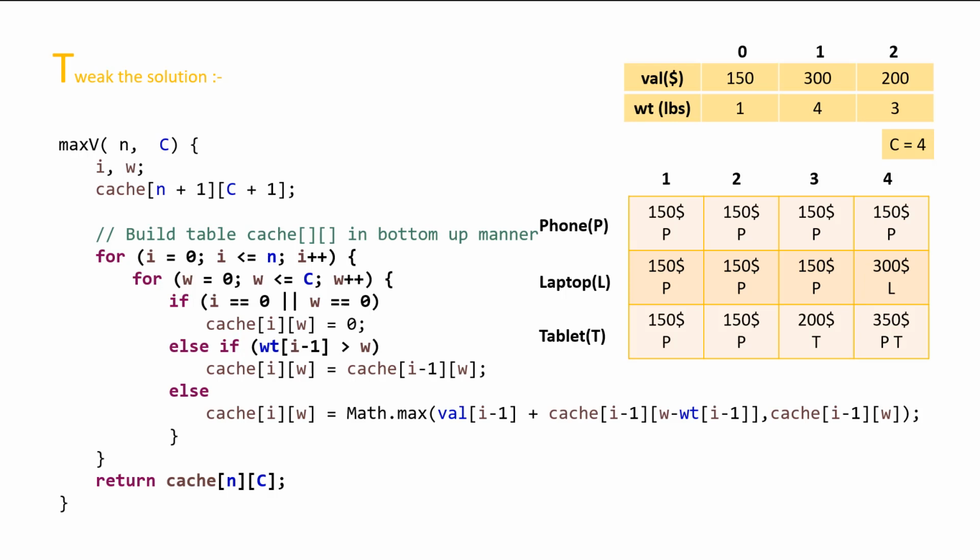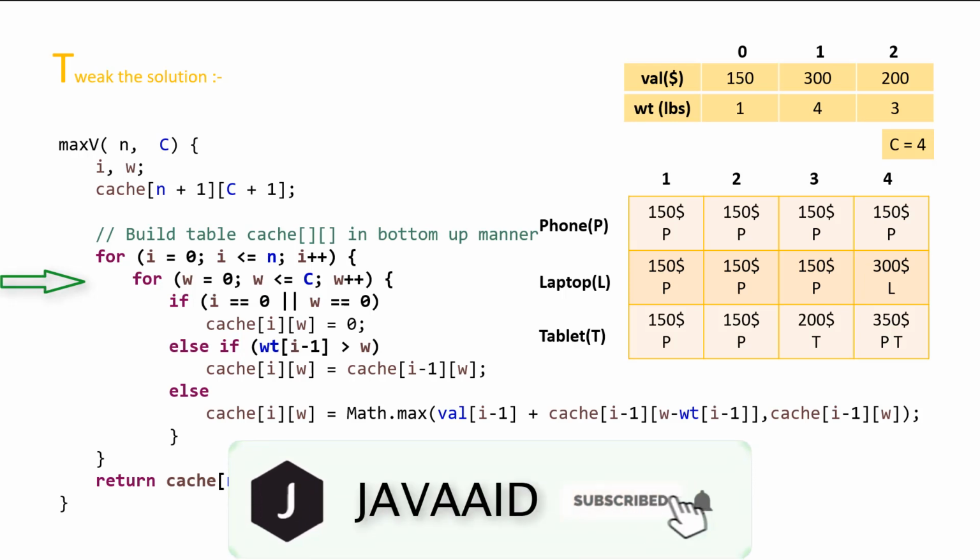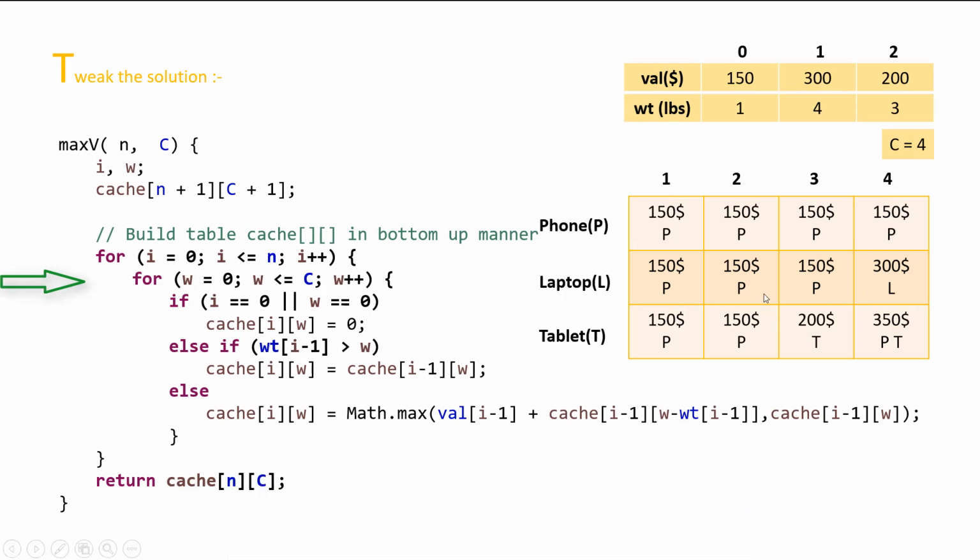So there is a two-loop: one for rows, and we know we have rows for items, so it will go from 0 to n, and columns from 1 to 4. Guys, when I showed you this example or table, I started from 1, so there was no 0. But we know in programming, index starts from 0 onwards, right? That's the reason we have taken the cache with plus 1, so we will get one extra row and extra column for 0.